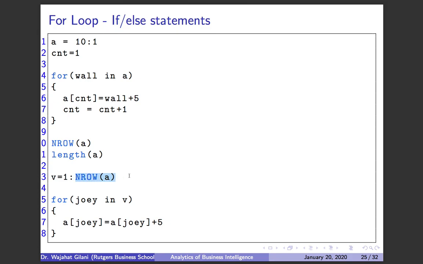What is this going to be right here? N row of A, in this example, is, like I said before, 10. So this literally simplifies to 1:10. What will 1:10 give you? It'll give you a vector of 1, 2, 3, 4, 5, 6, 7, 8, 9, 10. So V will become 1, 2, 3, 4, 5, 6, 7, 8, 9, 10.